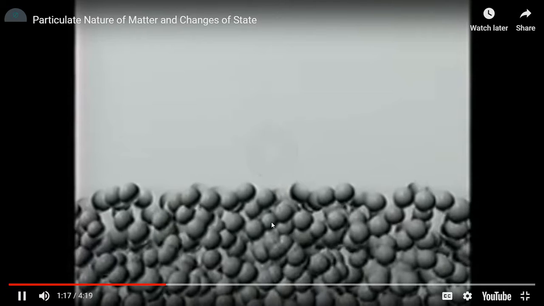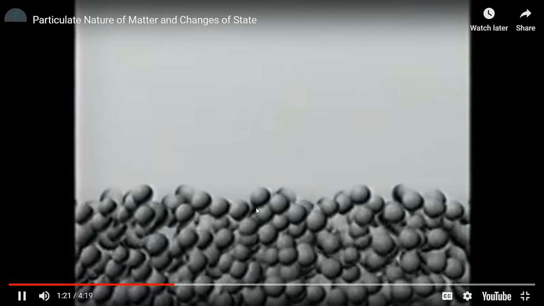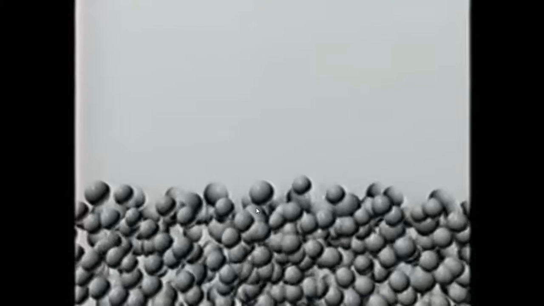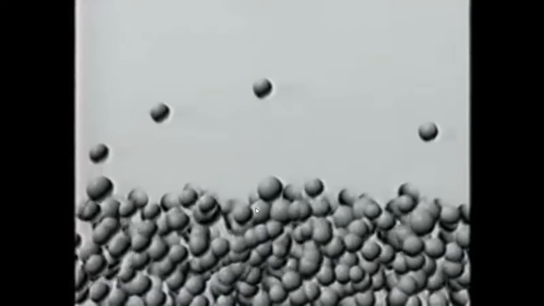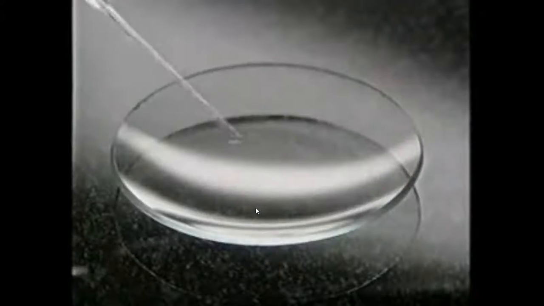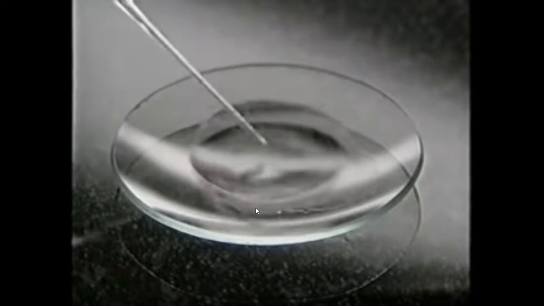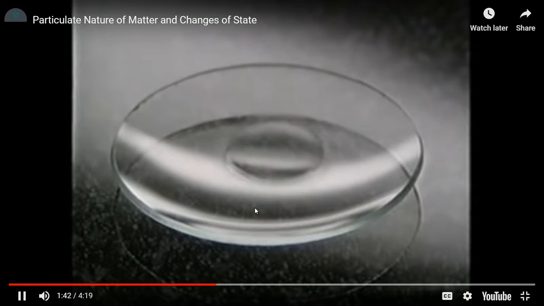Watch. Particles are free to move around. Heating causes them to move around more quickly. Those which have enough energy escape from the liquid, forming a gas. This is evaporation. Ether evaporates at room temperature. It's taking energy from the surroundings and disappears in less than 5 minutes.